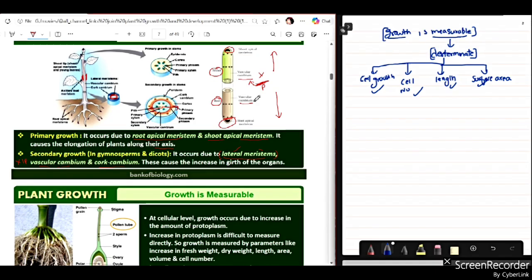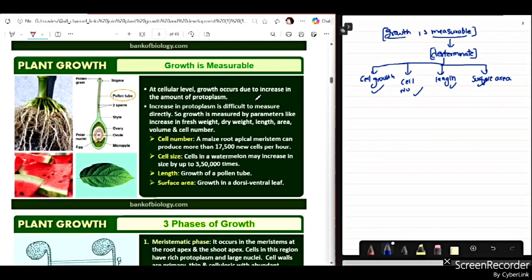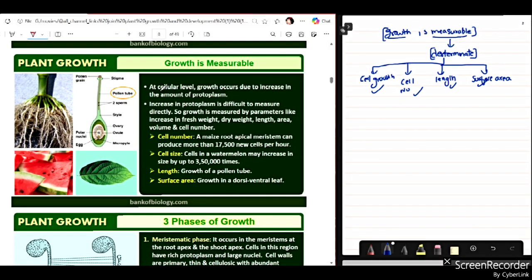So plant growth is measurable. Okay, right. So at the cellular level, growth occurs due to the increase in the amount of protoplasm. Means what? If you take a single cell, just imagine this is a single cell. It consists of a small nucleus, and inside it will be having what? Cytoplasm. So this is having what?